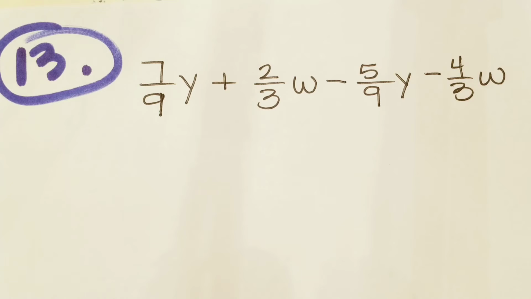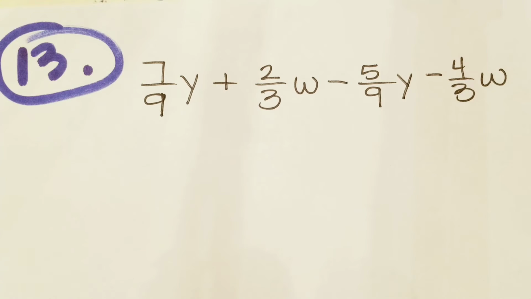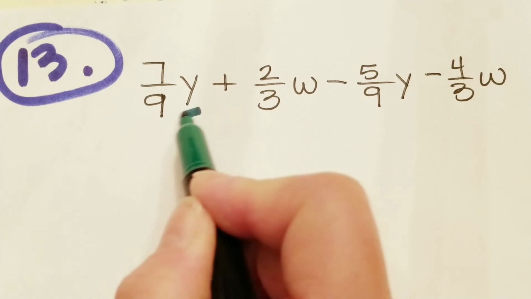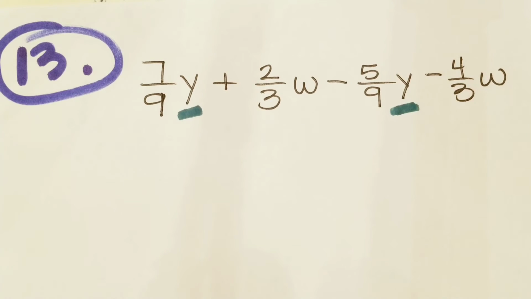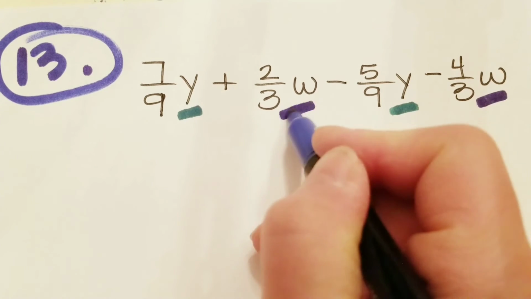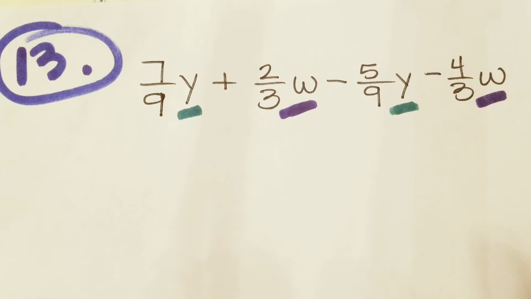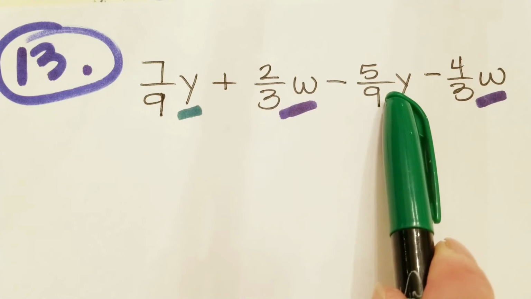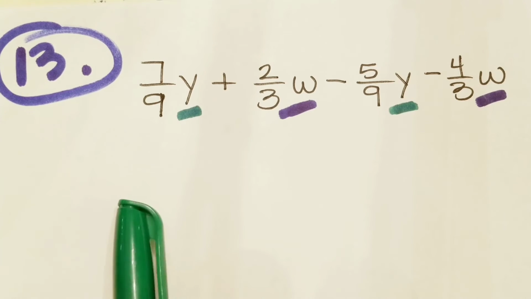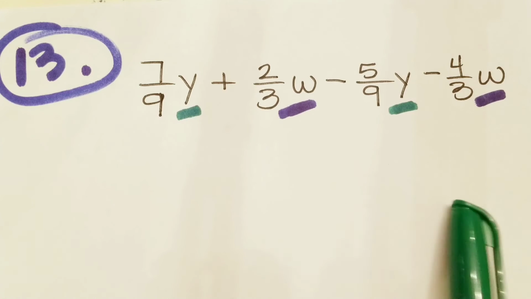For number 13, we have a problem here that's a little bit more lengthy and seemingly complex, but if we keep it nice and organized and in order, we should have no problem. So I recognize that I have this y term, and then I have this y term, and then I'll just mark it in blue, but I have this w term and this w term. These are like terms, the two w terms, and then these y terms are like terms. So I'm going to group my y's together, and I'm going to group my w's together.